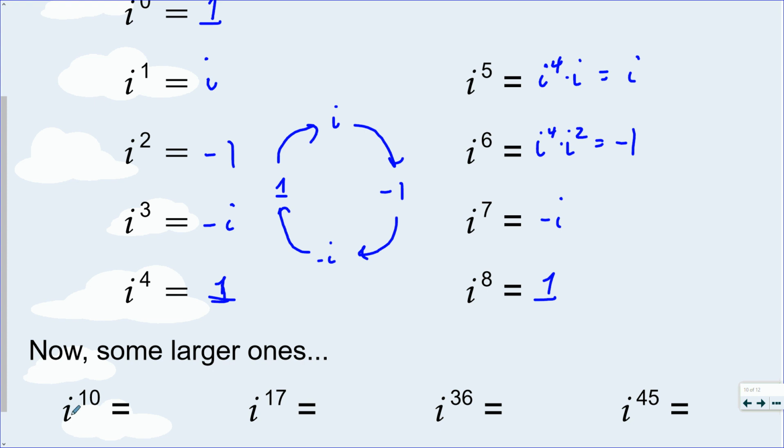So let's look at i to the 10th, right? So we know that i to the fourth is equal to 1. Then you get i to the fifth, 6, 7, 8, 9, 10. i to the 10th is negative 1. So it's like you can count around the circle. How about i to the 17th? Well, we know i to the 10th is negative 1, so we'll just keep going. 11, 12, 13, 14, 15, 16, 17.